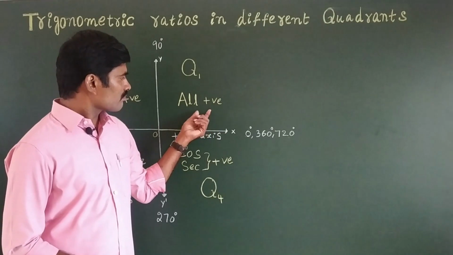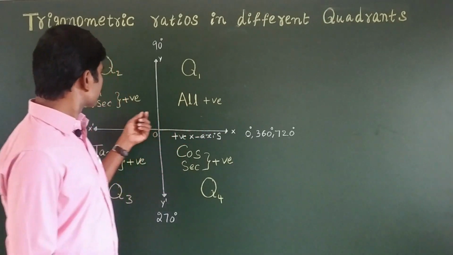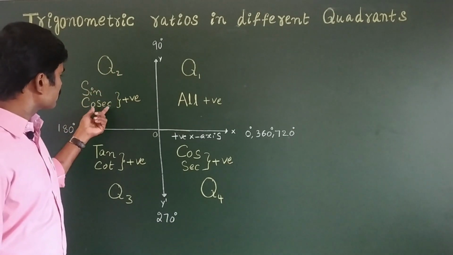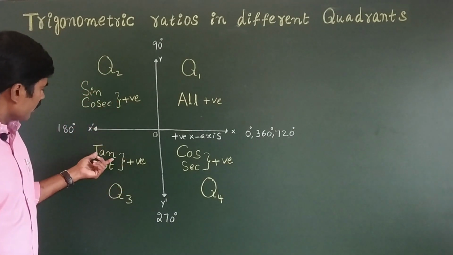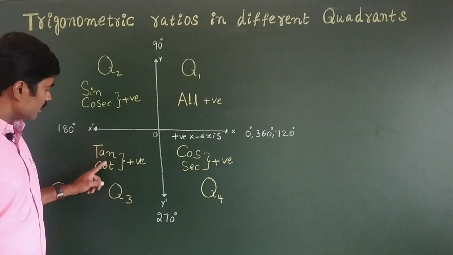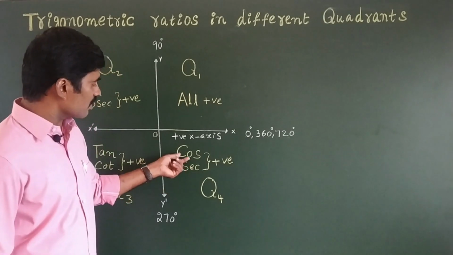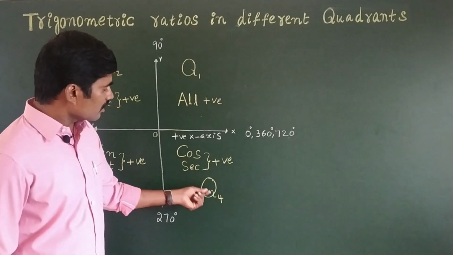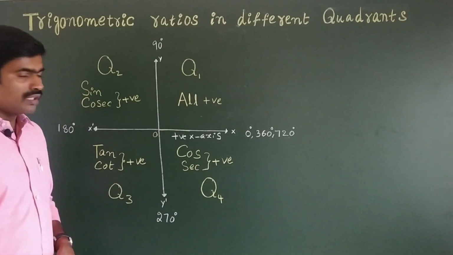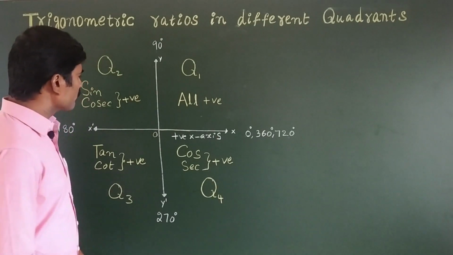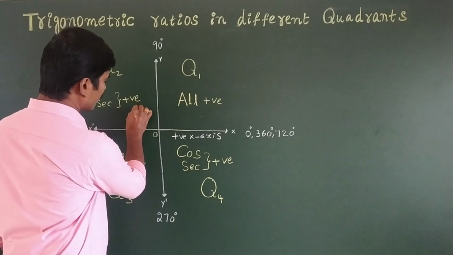In the first quadrant, all are positive. In quadrant 2, sin and its reciprocal cosecant are positive. In the third quadrant, tan and its reciprocal cot are positive. And in the fourth quadrant, cos and secant are positive. And suppose we take one angle with the positive x-axis. I am taking 120 degrees.